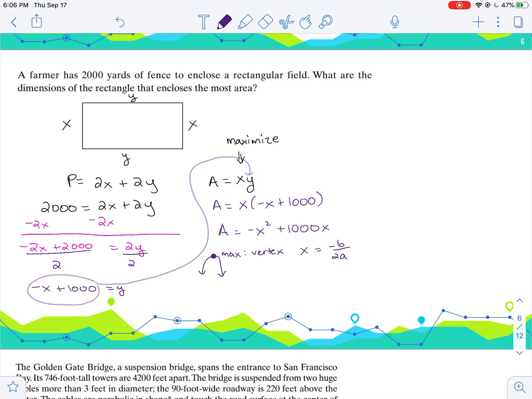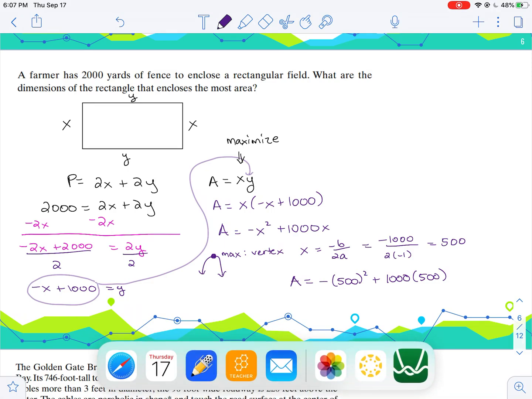So our vertex: the opposite of b over 2a is going to give us the x-coordinate. So my x-coordinate is going to be the opposite of 1,000 over 2 times negative 1, which is going to be 500. So the x-coordinate in this problem is 500 for the vertex, and then the y-coordinate is going to represent what the maximum area actually is. So my y-coordinate is going to be negative 500 squared plus 1,000 times 500. And that's going to generate the maximum area for this field.